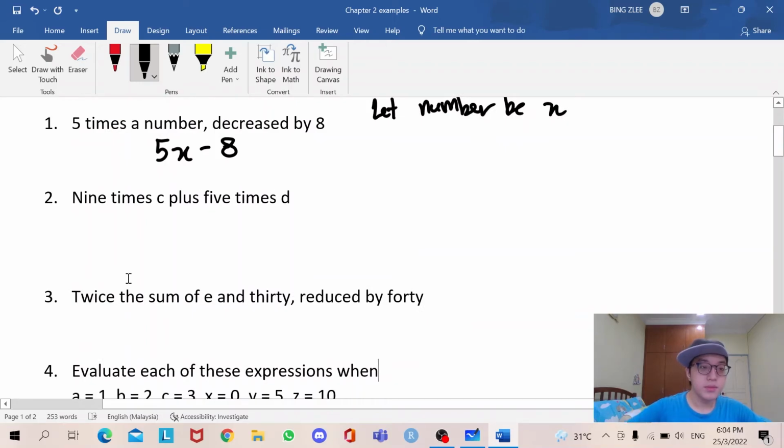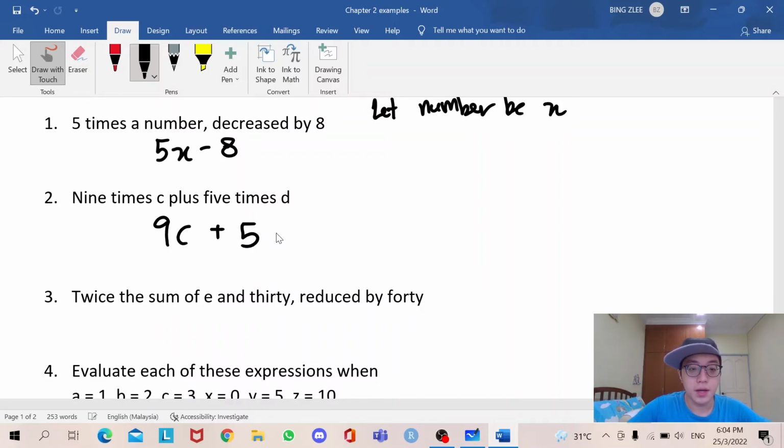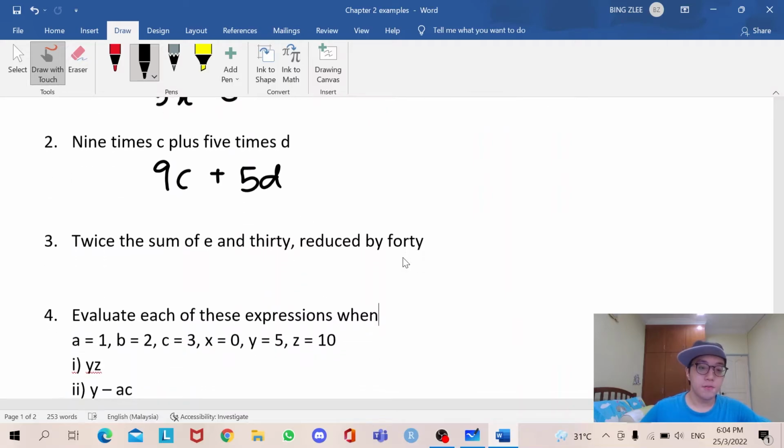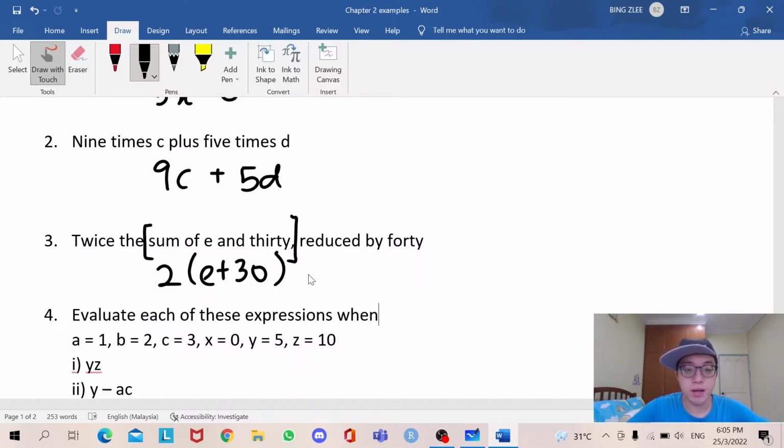All right, and the second part here, okay, I'm gonna create some space here. Okay, 9 times c plus 5 times d. So it's very easy, 9 times c plus 5 times d. All right, and the third one, twice of the sum of e and 30, right? So sum of e and 30 should be made together first. So sum of e and 30, and they say twice of both of them. So times 2 reduced by 40, minus 40. All right, so it's just that easy.